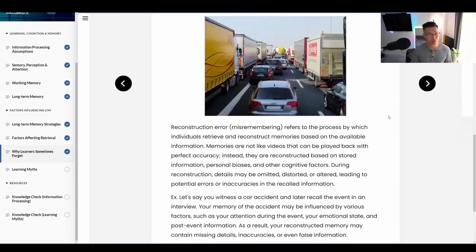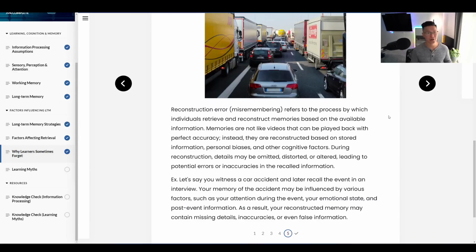An example: let's say you witness a car accident and later recall the events in an interview. Your memory of the accident may be influenced by various factors in the environment, such as your attention during the event, your emotional state, and your post-event information, or maybe even trauma or injuries. As a result, your reconstructed memory may contain missing details, inaccuracies, or even false information.